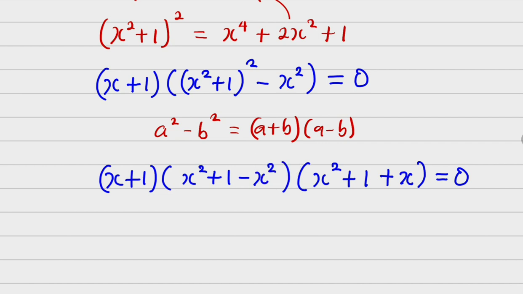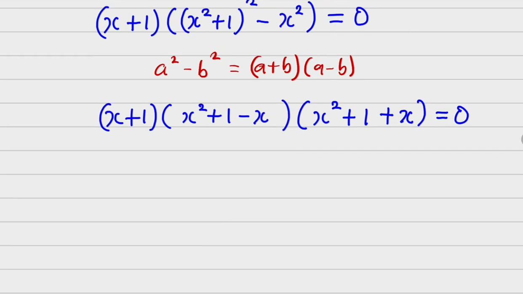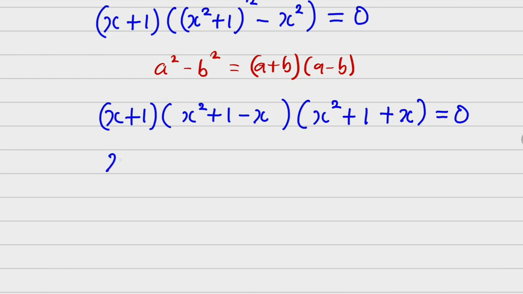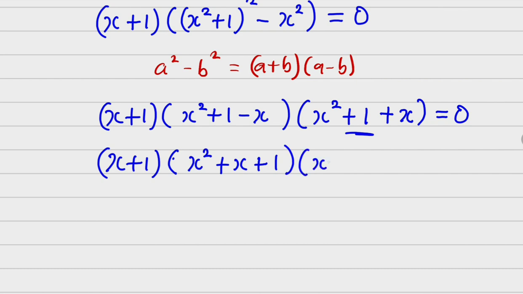This is supposed to be x, not x squared. So this is x plus 1. Then come with this, I'm going to have into x squared plus x plus 1. Then I'm going to have x squared minus x, then plus 1. Everything is equals to 0.